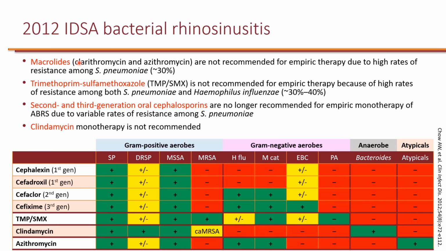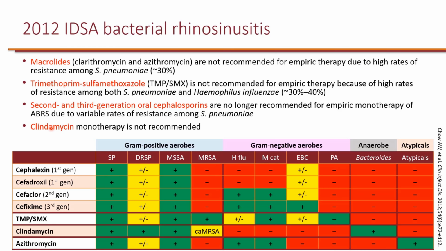Now, these are the things that you should avoid. So macrolides, such as azithromycin, do not have good activity against drug-resistant strep pneumo, so they should be avoided. Trimsulfa does not have good activity against drug-resistant strep pneumo or H. flu, so it should be avoided. Second and third generation oral cephalosporins do not have good activity against drug-resistant strep pneumo, so they should be avoided.